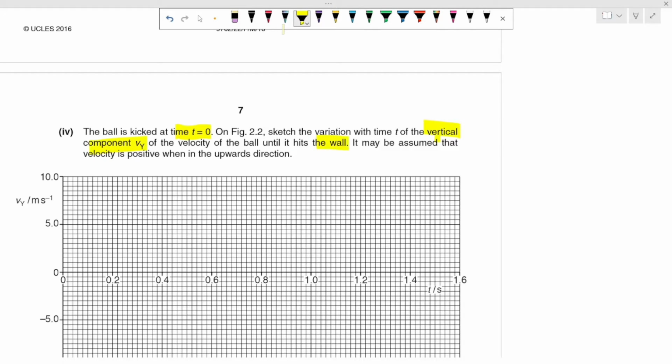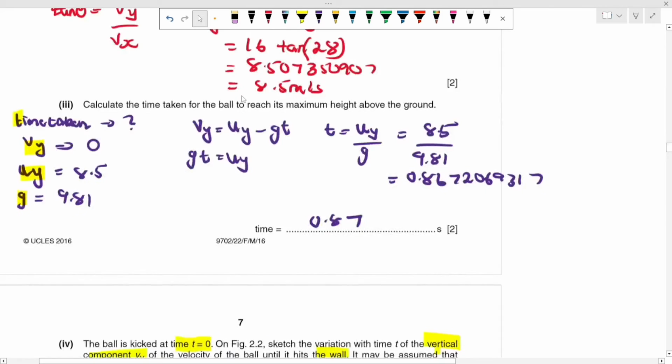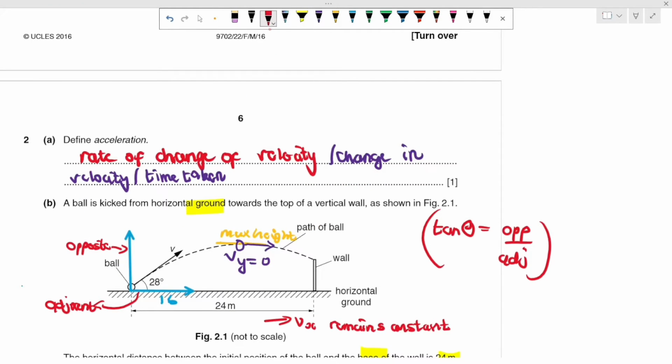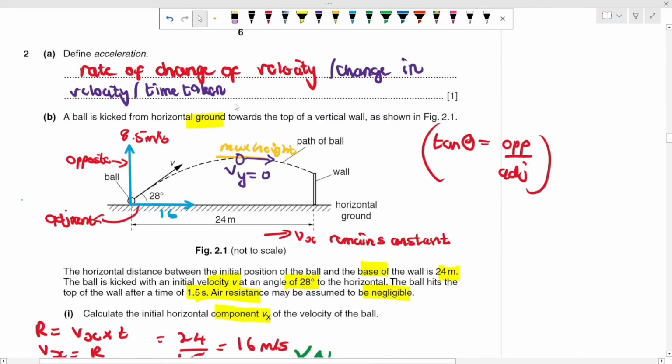It may be assumed that velocity is positive when it is in the upward direction. So if you look at this, we are starting with a velocity of 8.5 over here, right? And here the velocity is 0, right, at the top. Then here we're going to end our journey with again a specific velocity. So I can find that velocity just to be fancy, right? I can basically find the velocity that was acting in that specific direction, you know, just to be fancy.